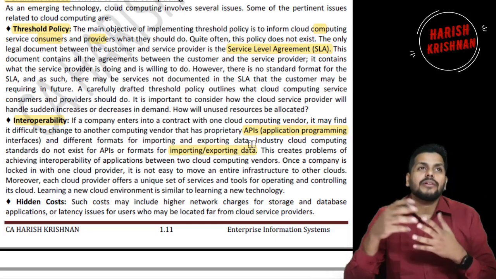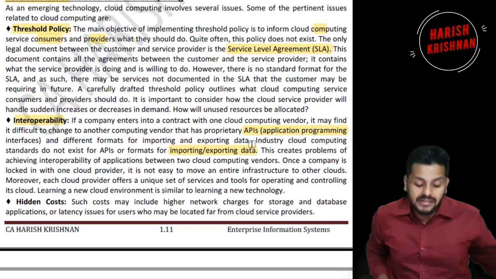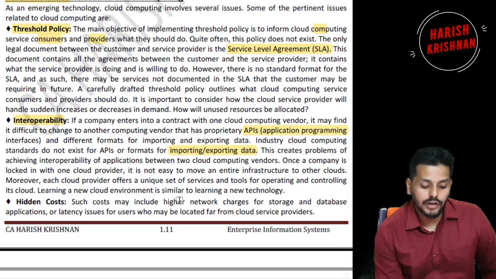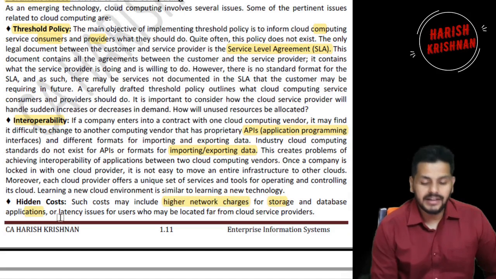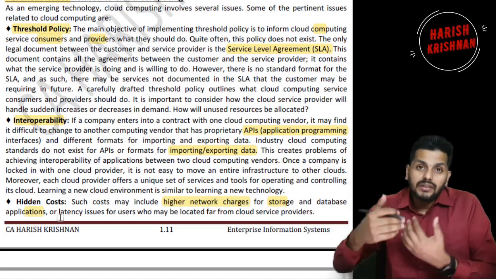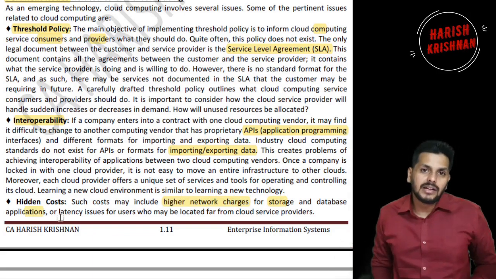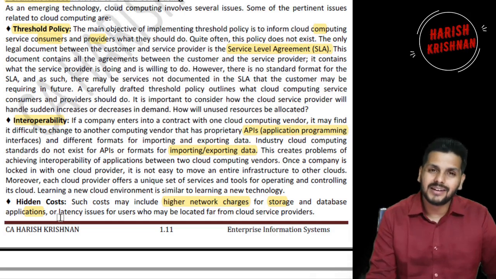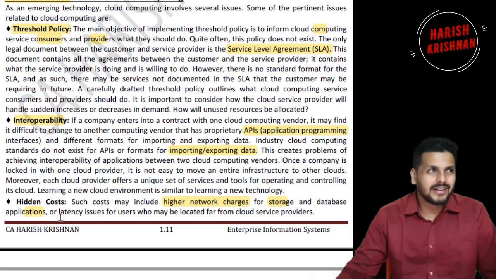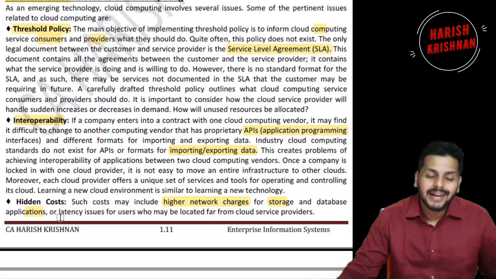Sometimes cloud service providers will say all this is free, but then there may be some hidden cost, like higher network charges for storage and database applications, or if you want retrieval quickly, you subscribe to a better plan. Initially they might not tell you all that, but once you get into using the cloud, they start telling you, which will unnecessarily give you irritation. That is like, oh, if you had told me before, I would not have subscribed. So that is called hidden cost.